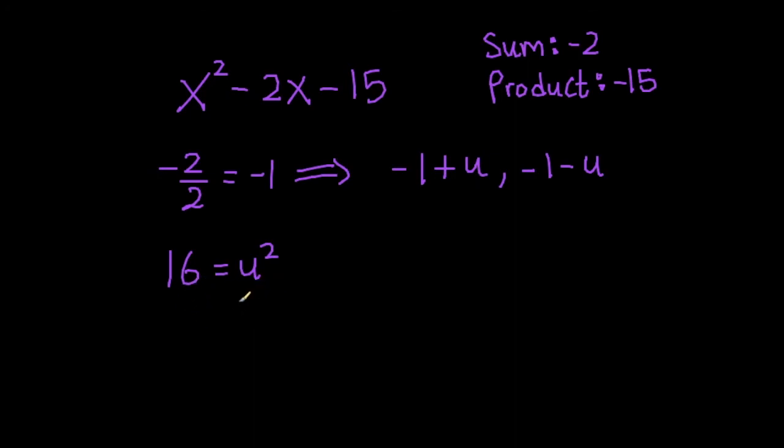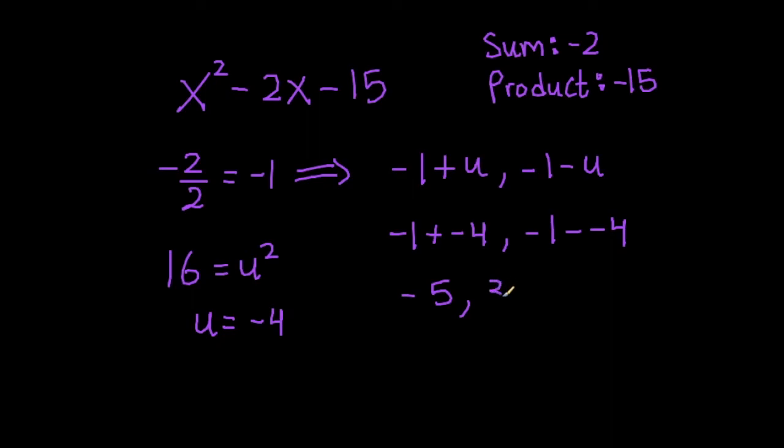I could choose any u. It doesn't matter, because I'm going to get the same set of numbers. So let me just choose u equals negative 4. So the two numbers I'm going to get are negative 1 plus negative 4, that's my first number, and my second number will be negative 1 minus negative 4. Negative 1 plus negative 4 is the same thing as negative 1 minus 4, and that's negative 5. Negative 1 minus negative 4 is the same thing as negative 1 plus 4, or 4 minus 1, which is just 3.